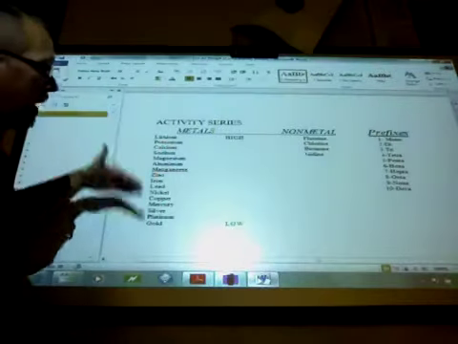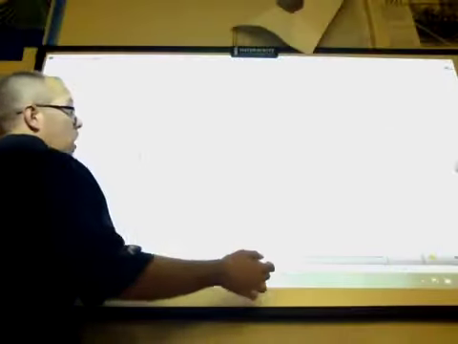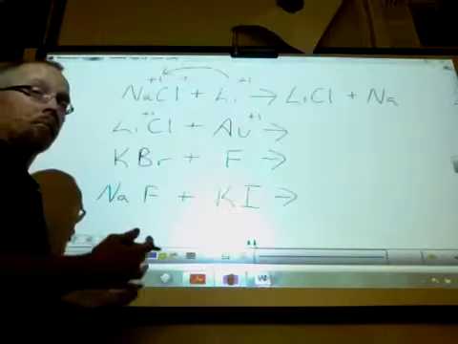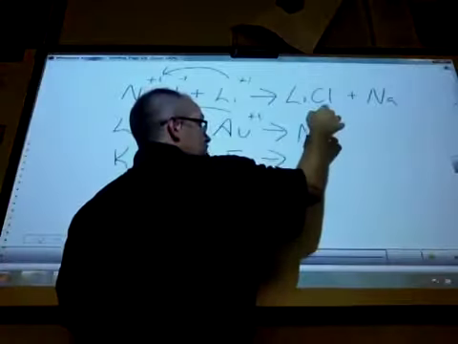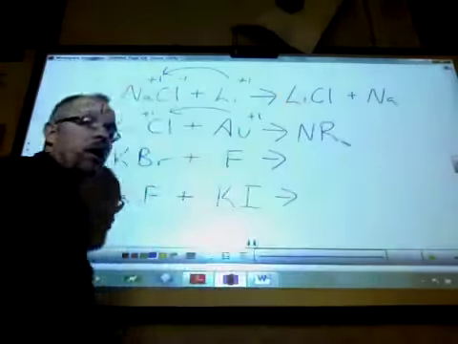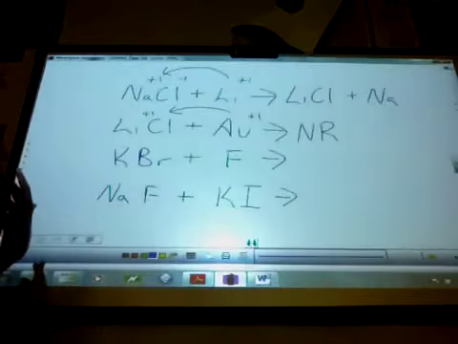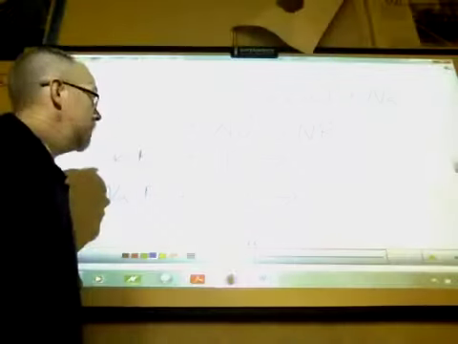Well, does gold have the ability to react more strongly than lithium at the top? And the answer to that would be no. So this is the first time you get a chance to see what that NR means: non-reactive. It does not have the reactive capabilities to remove an element.